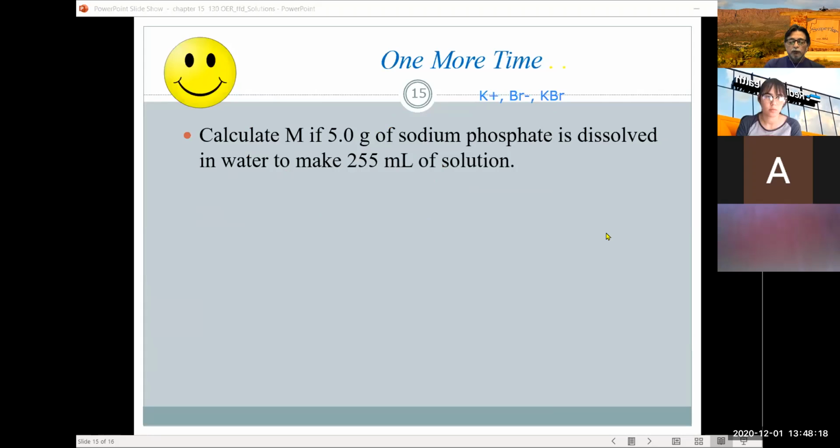Okay, we'll do one more. Here, we want to calculate M, the molarity, if 5.0 grams of sodium phosphate is dissolved in water to make 255 milliliters of solution. Well, first things first, we need to write the formula, in this case, for sodium phosphate.